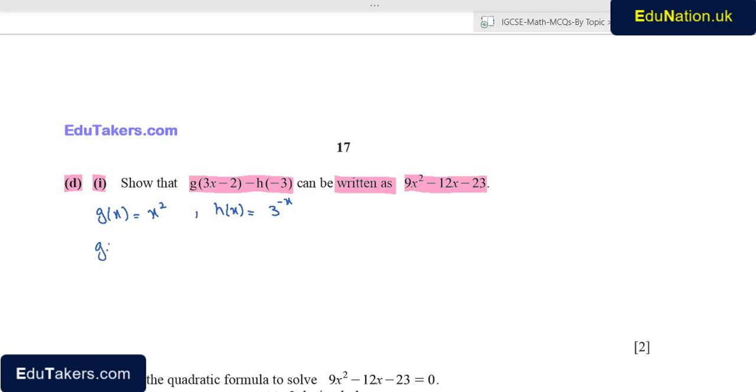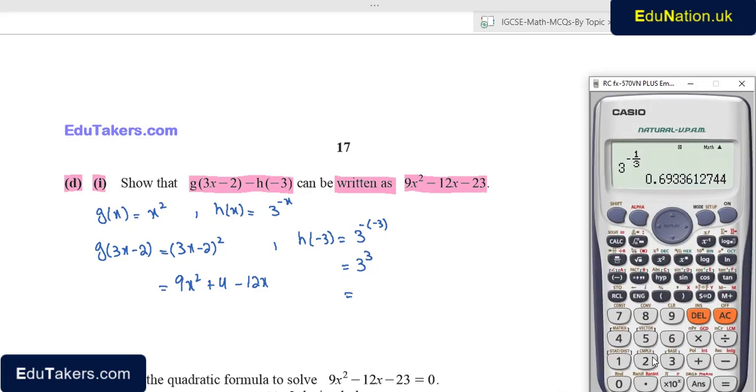Now g of 3x minus 2 is equal to 3x minus 2 and its square. This will be 9x square plus 4 minus 12x, since 2 times 2 is 4 and 4 times 3x is 12x. And now h of minus 3 will be equal to 3 raised to power minus minus 3, then 3 raised to power 3, which is 3 cube, 27.